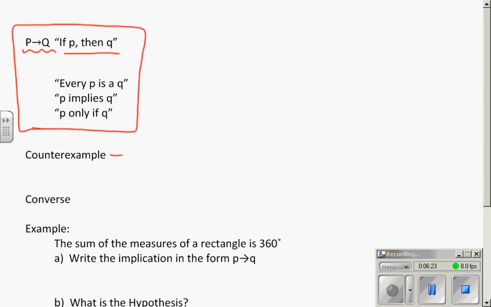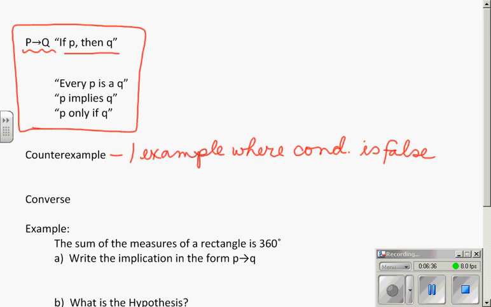Now, counterexamples come in very handy. This is how you prove a conditional false. It's one example where the conditional is false. And that is all you need to prove it false. I call them the yeah, but. It's a lot easier to prove things false than it is to prove things true.